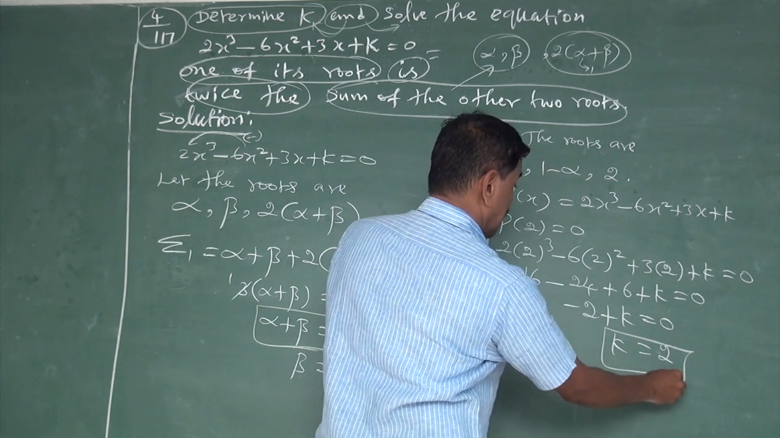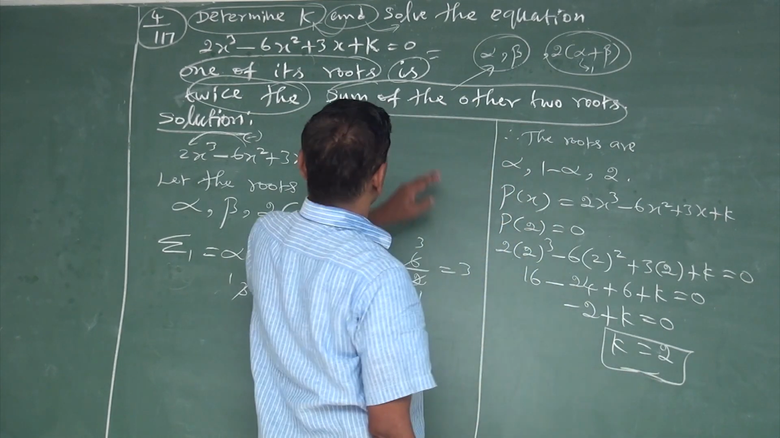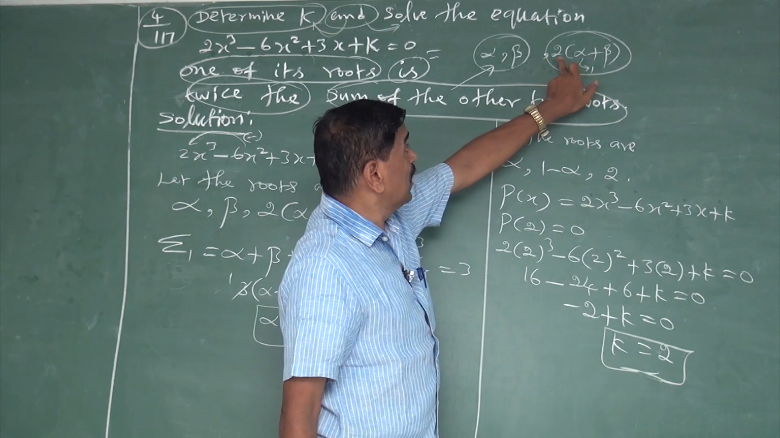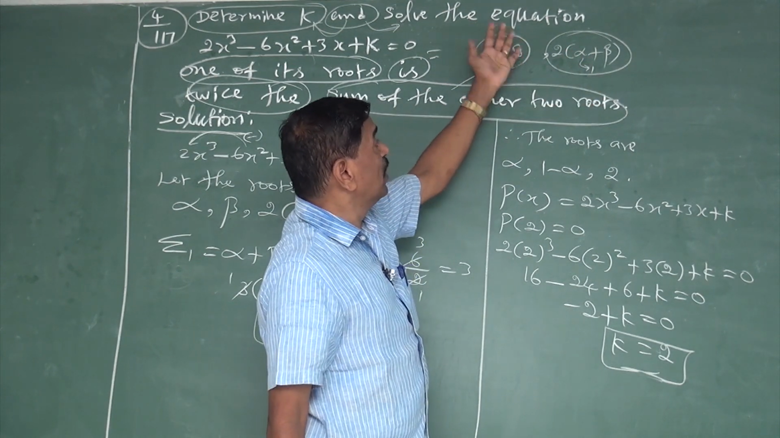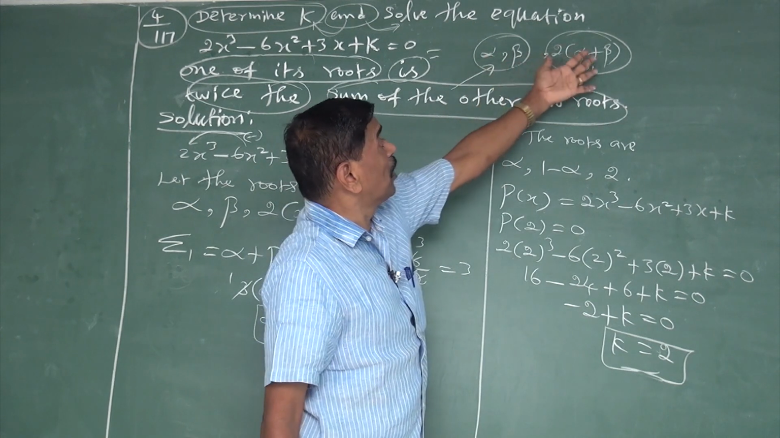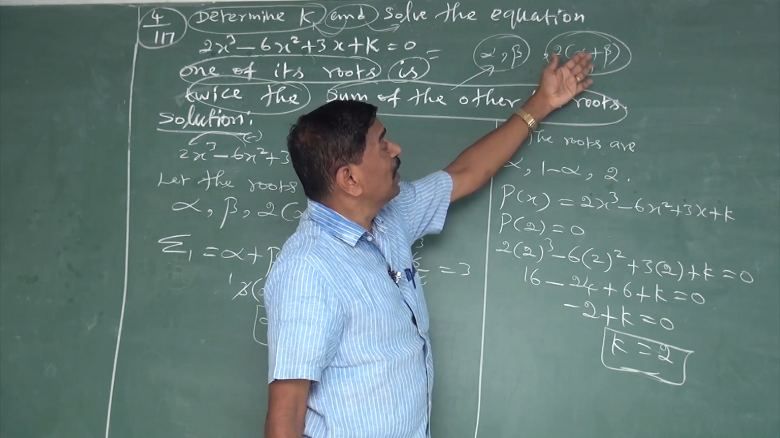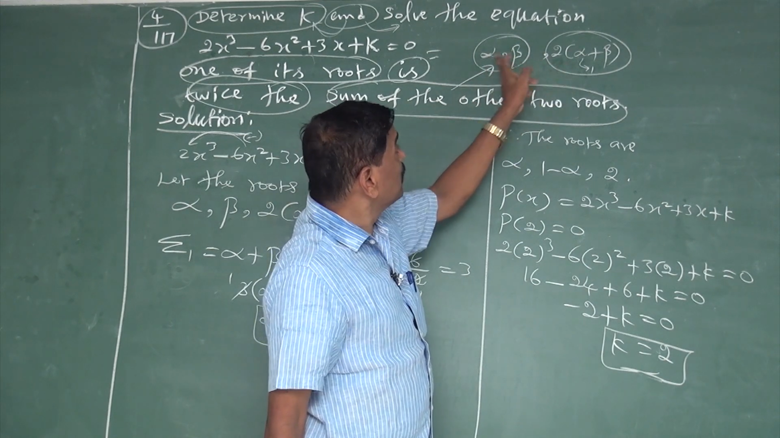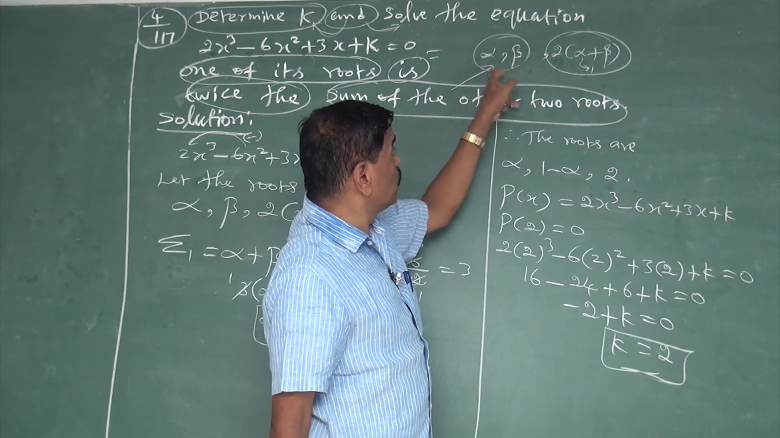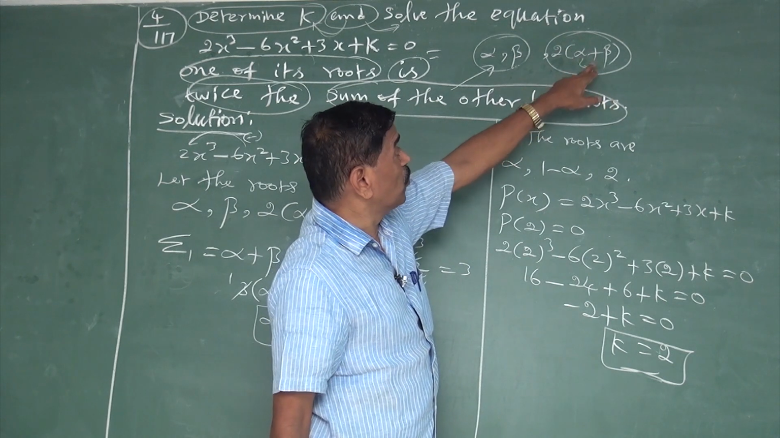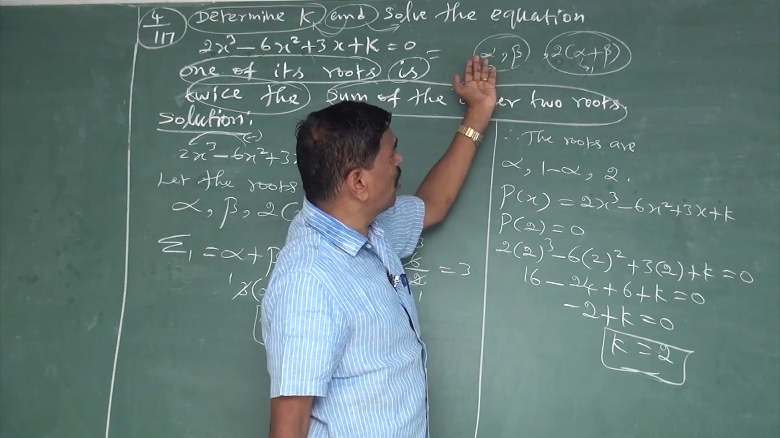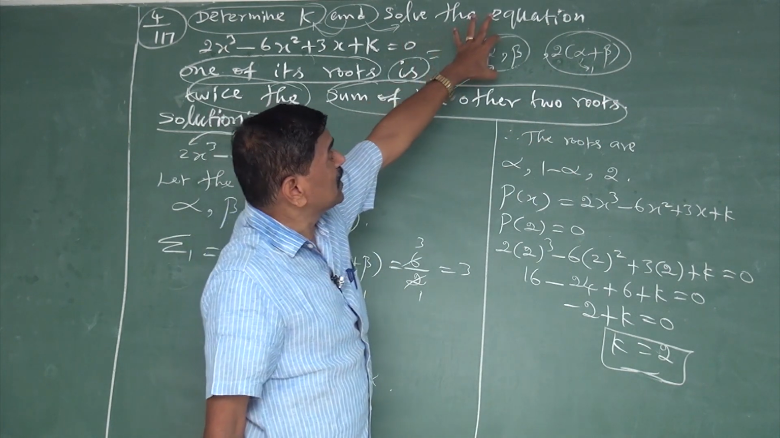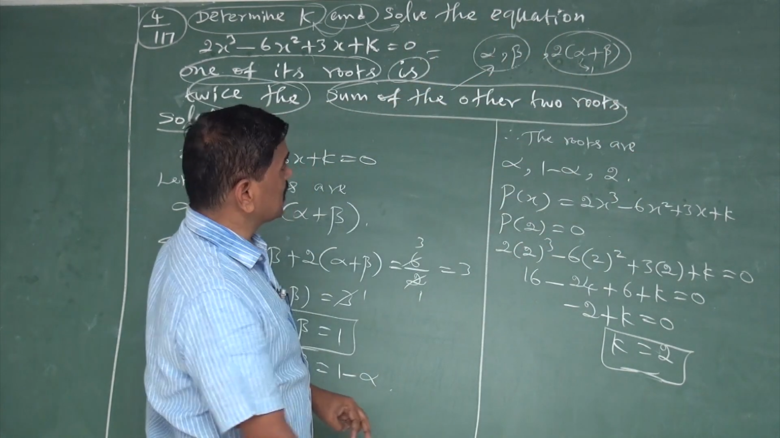Listen again. It is a conditional question. If one of the roots is twice the sum of the other two roots, let the roots be alpha, beta, and the last root is twice the sum of the other two roots. So alpha, beta, twice of alpha plus beta. That's all. If you prepare this roughly, you will be successful.